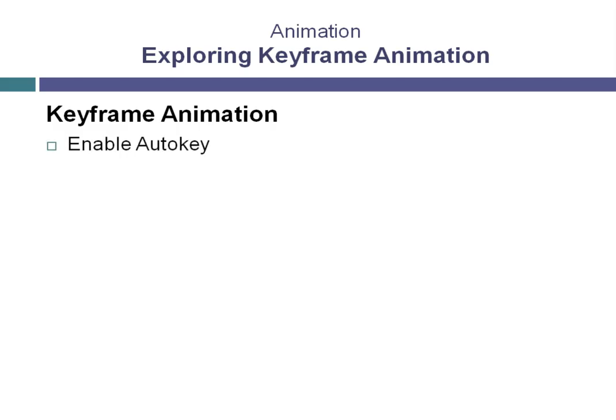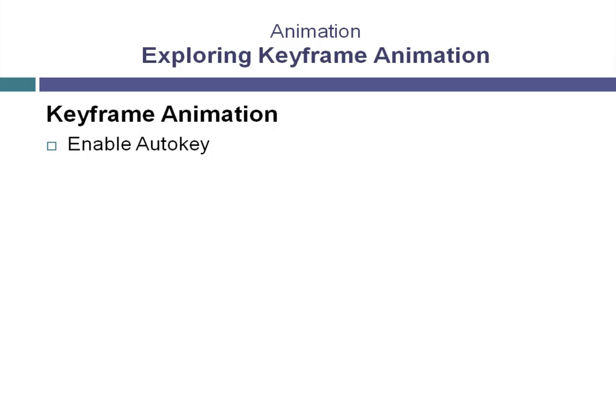3ds Max contains an AutoKey button that, when enabled, turns the interface elements red, meaning the active viewport will be highlighted red and the time slider will turn red as well. This is a visual indication that you have to be careful from this point on, because anything you do will become a keyframe and be part of an animation.